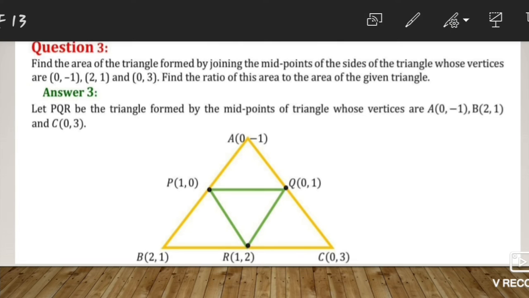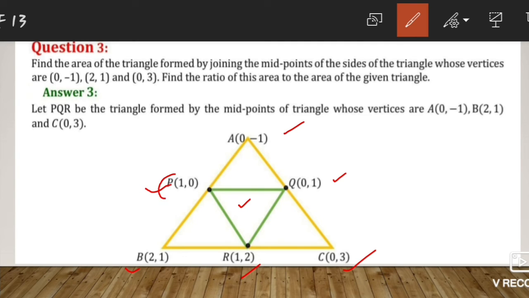Suppose the coordinates of triangle PQR are to be found. The triangle ABC is given, with vertices A is 0, minus 1; B is 2, 1; C is 0, 3. Now P is the midpoint of AB, Q is the midpoint of AC, and R is the midpoint of BC. Now you have to find the area formed by the midpoints of the sides of the triangle. That means you have to find the area of this triangle.